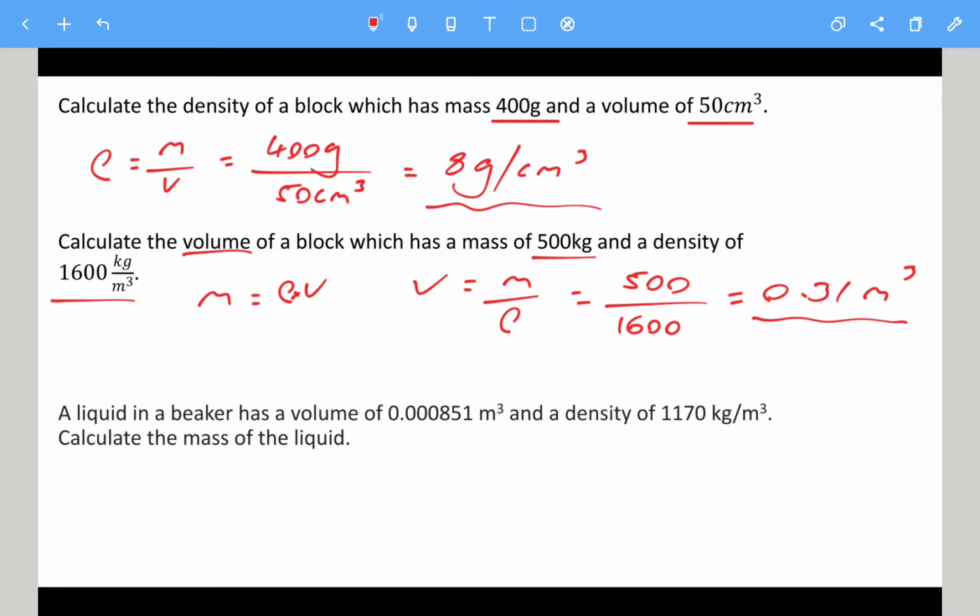So a liquid in a beaker has a volume of 0.000851 cubic meters and a density of 1,170 kilograms per meter cube. Calculate the mass of the liquid. So that's straightforward. Mass is density times volume. So the density is 1,170 times the volume 0.000851. And that gives us 0.995, or just 1 kilogram.